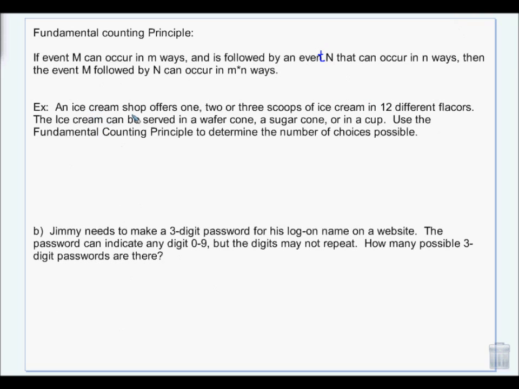So we have an ice cream shop that has 1, 2, or 3 scoops. So we have 3 possibilities on the number of scoops, right? We have 12 flavors. And then you can have a wafer cone, a sugar cone, or a cup. So we have 3 containers, we'll just say. So we have 3 numbers of scoops. You can get 1, 2, or 3, right? There's 12 flavors, and you can get 3 different kinds of containers: a wafer cone, a sugar cone, or a cup. So to find the number of possible choices of ice cream orders, you take 3 times 12 times 3.